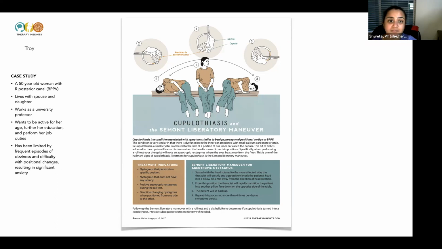Because the first time this patient showed up to me and I tried to do Dix-Hallpike testing with her, she was in tears for a long time. So I had to calm her down, and then she never wanted to get back into that.